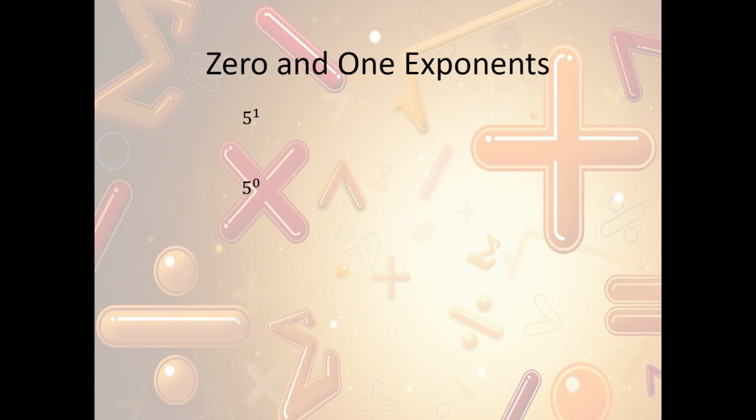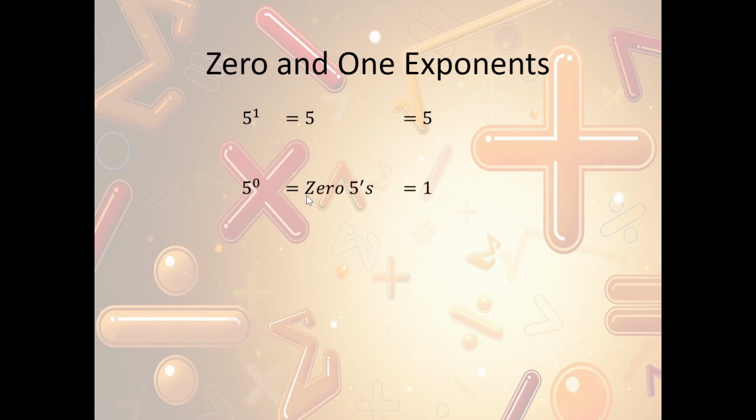Now what about 0 and 1 exponents? So 5 to the first power. Well, 5 to the first power is just one 5, right, times itself. So 5, that's it. So that's just 5. Now 5 to the 0 power. So there's 0 5s, and that's equal to 1.